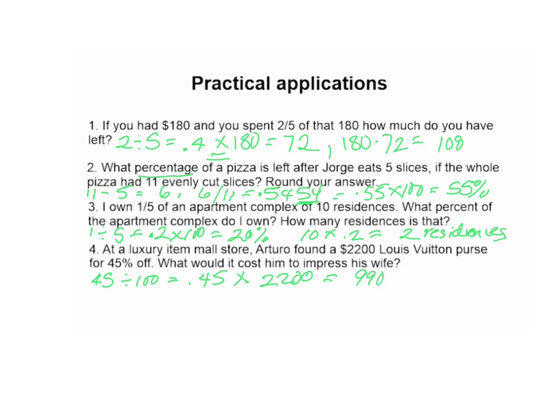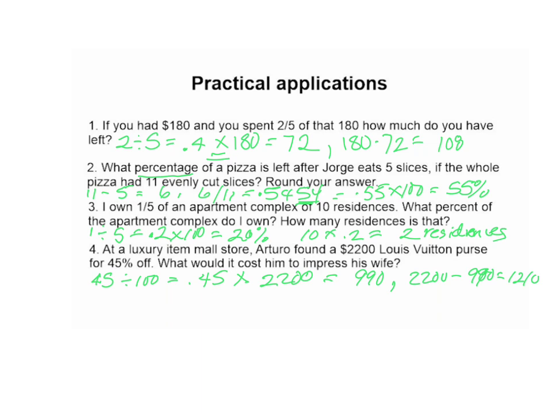But then we have an extra step. Then we have to go, okay, what is 2,200 minus 990? You probably noticed that as soon as you punched it in. So what I get left over is 1210.